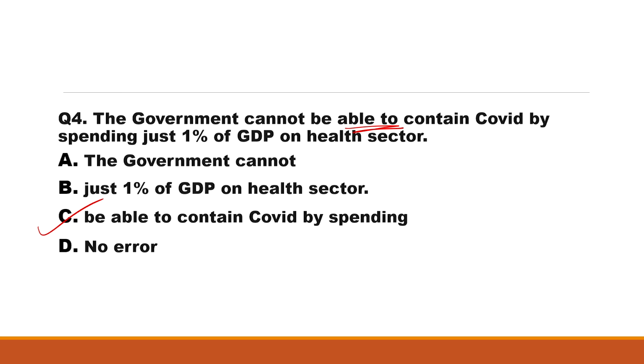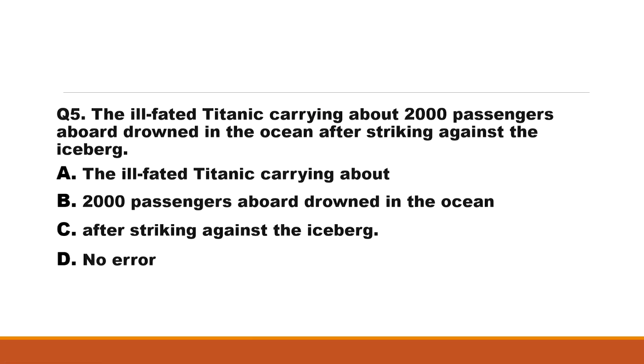Hence, we will remove be able to from the sentence. Thus, the correct sentence is the government cannot contain COVID by spending just 1% of GDP on health sector. So, is it clear? Now, moving on, next question.